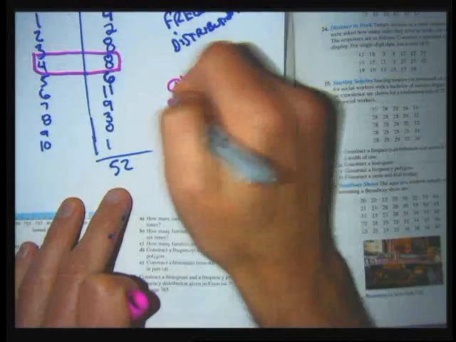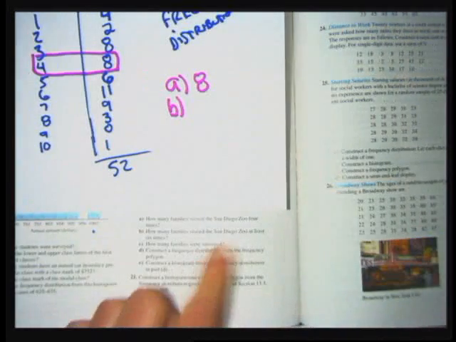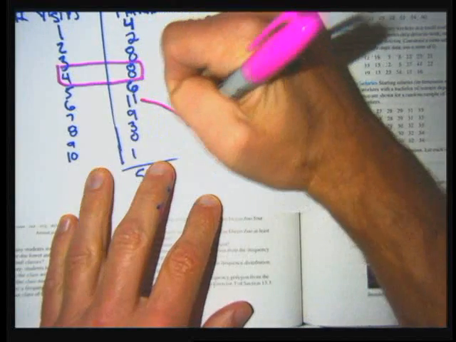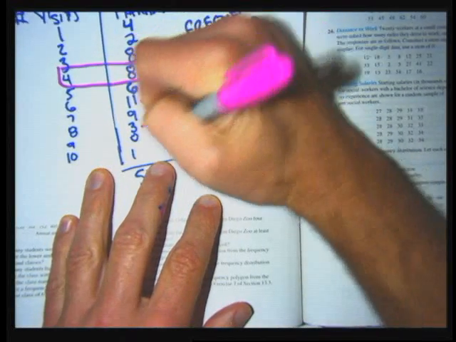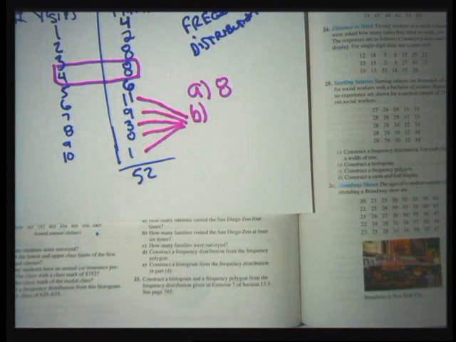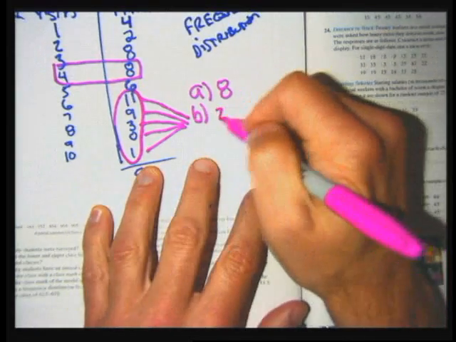Part B is a little bit trickier. Part B says how many families came to the San Diego Zoo at least 6 times. That's 6 or more times. So for part B, I'm going to add up the families that went 6 or more times. That's 6, 7, 8, 9, or 10 times. When I add those up, 11 plus 9 plus 3 plus 1, I get 24 families that came at least 6 times.